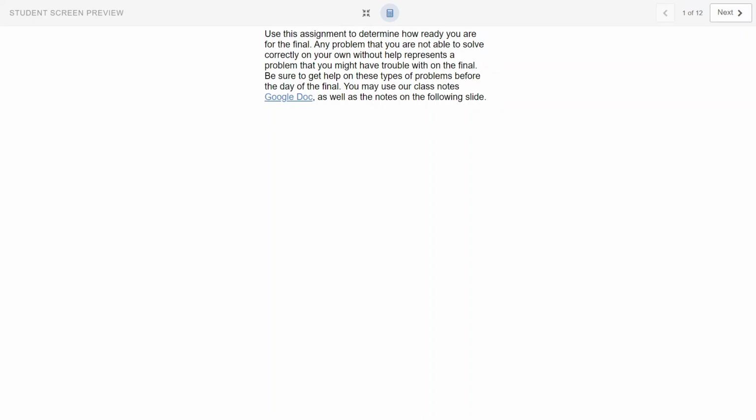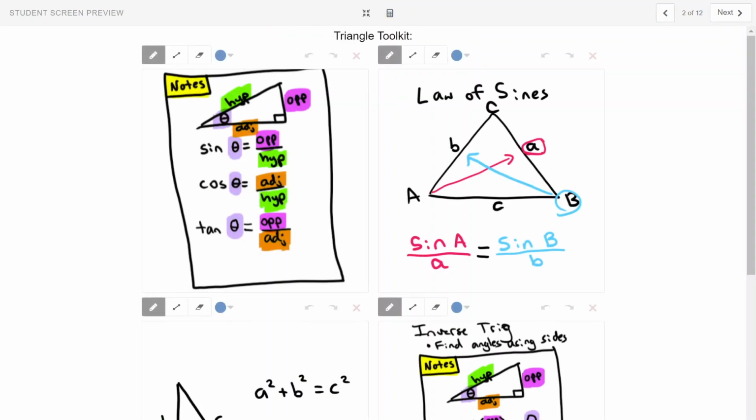We're using this assignment to figure out how ready you are for the final, which is going to cover a bunch of triangle stuff. What kind of triangle stuff? Well, slide 2 here has your triangle toolkit. These are the important formulas to keep in mind.